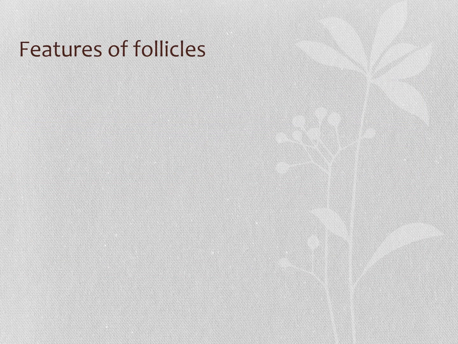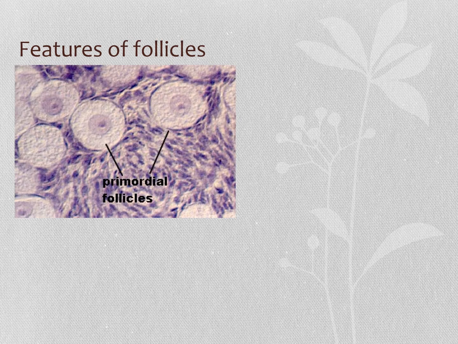So let's look a little bit more closely at some of these follicles. So when they start off as kind of baby primordial follicles, what we can see here is it's just the oocyte for the most part. And then there are just these really flat cells surrounding it. So that's the very beginning.